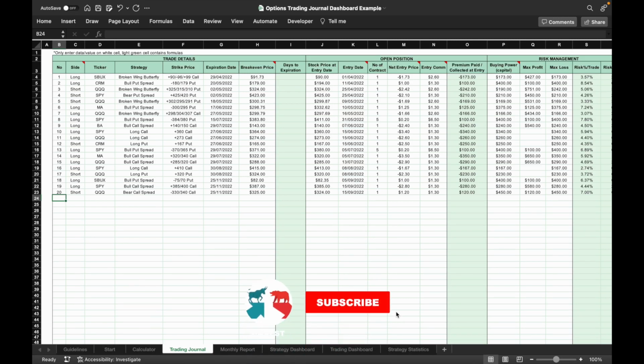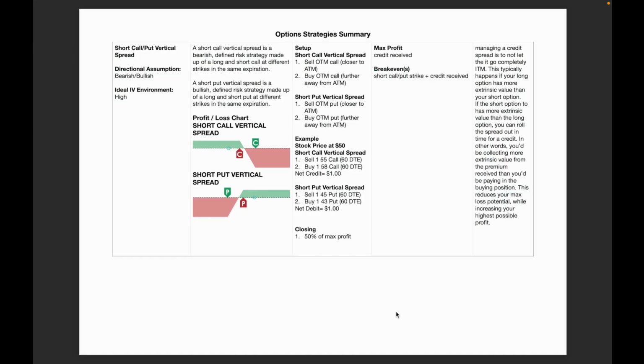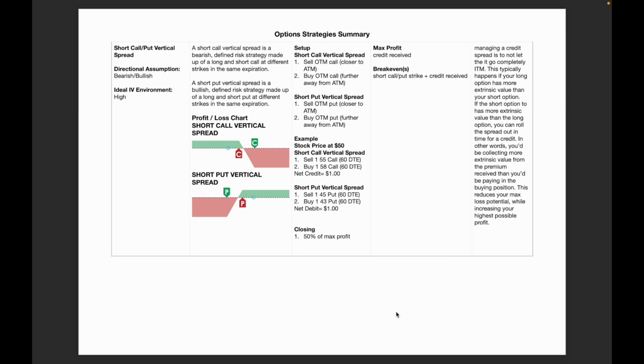Hi everyone, in this video I will share about how I track vertical credit spreads like bull put spread and bear call spread using an option trading journal. A vertical credit spread is a popular option strategy where you sell and buy options at different strike prices to generate income. For those who are not familiar with this strategy, let me briefly explain about it.